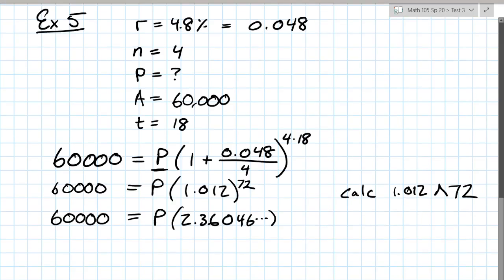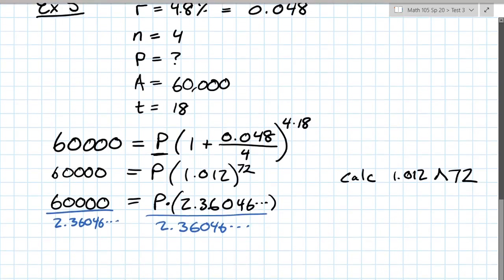Now, in order to get P by itself, and because P and this 2.36 number are combined by multiplication, I'm going to have to divide both sides by 2.36046 and so on. So 60,000 divided by that number gives us $25,418.759 and so on cents.